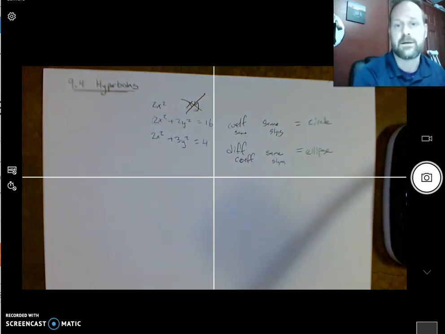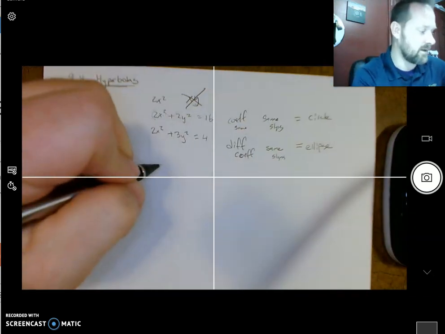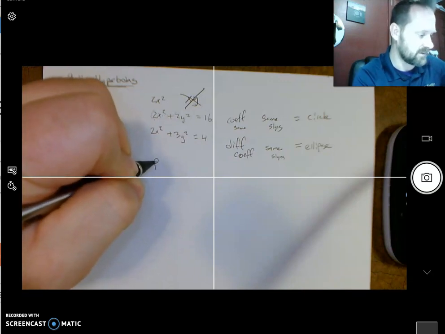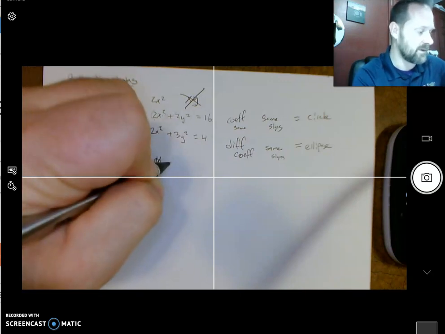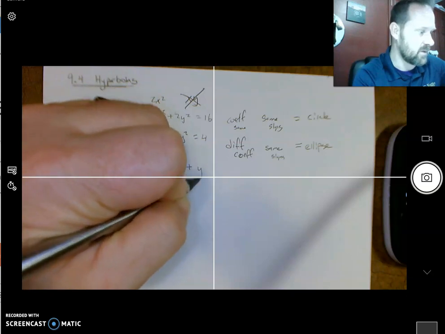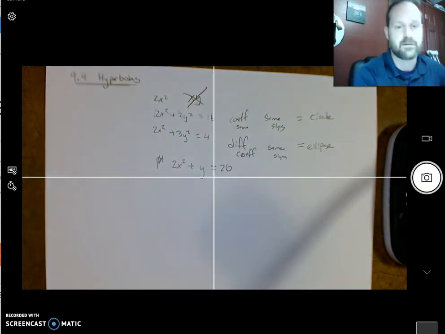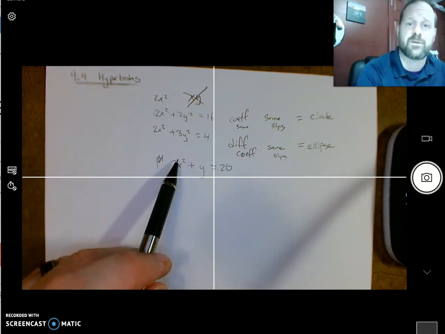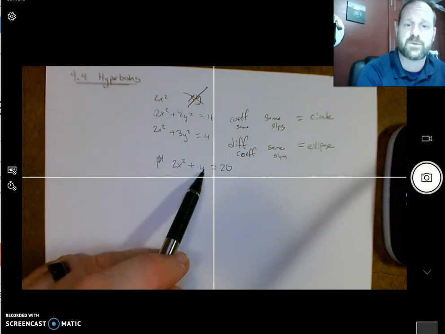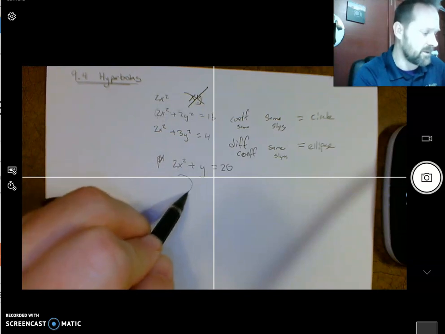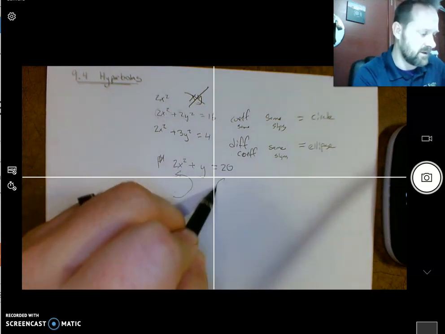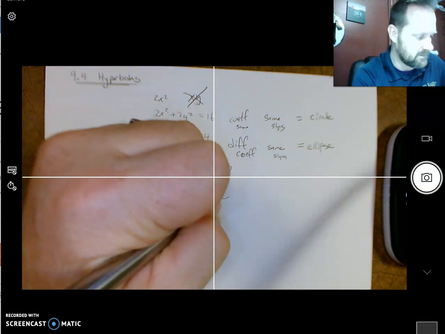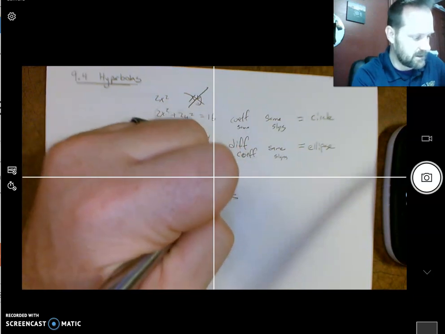As with parabola, I'm going to skip, which we'll learn the next time. But 2x squared plus y equals 20. A parabola is easy. There's only one squared term, whether it's the x squared term or the y squared. This would be a parabola that opens in the x, actually in the positive direction. So maybe something like that.